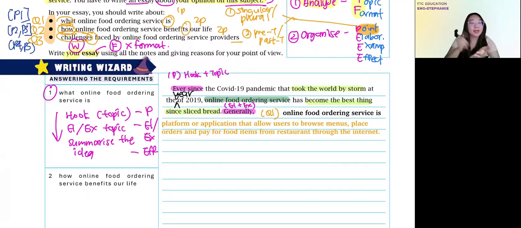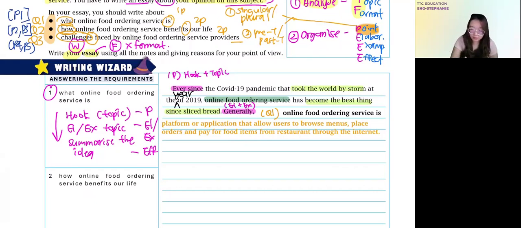Usually, of course, we click on a restaurant, we browse the menu, we select, put it into the cart, we pay, then it comes to our home, right? And everything needs internet. So this is how you do it, and this is the definition to answer your question number one: what an online food ordering service is. Then we can move on to the next part, which is going to be summarizing the idea.